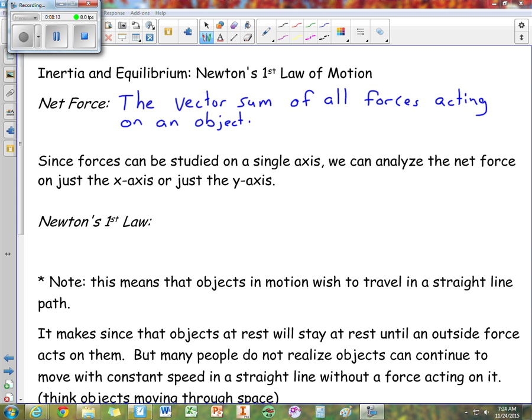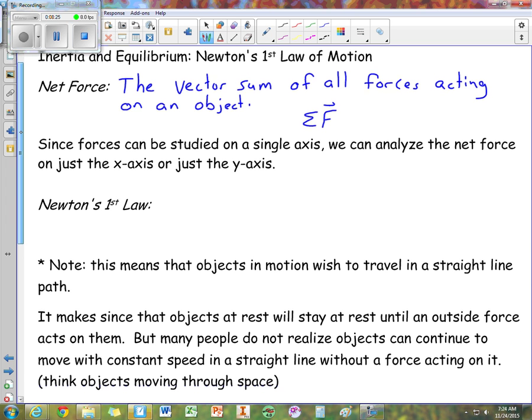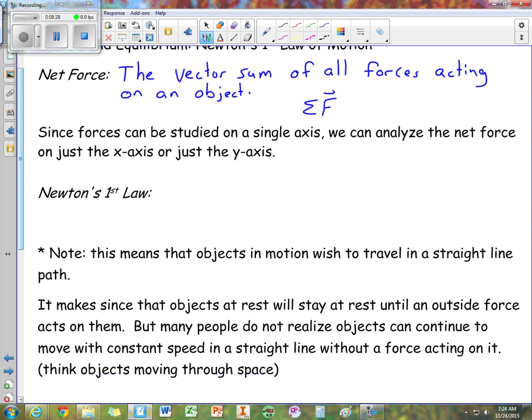The way I like to write this is with the sigma symbol. So it'd be sigma F. Now, since we can study forces on single axes, we can identify the net force on just the x or just the y axis. So we can have a sigma Fx or a sigma Fy.